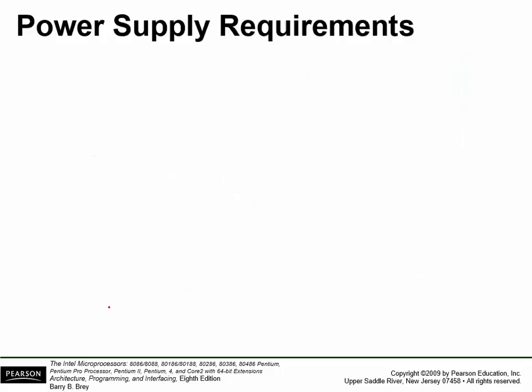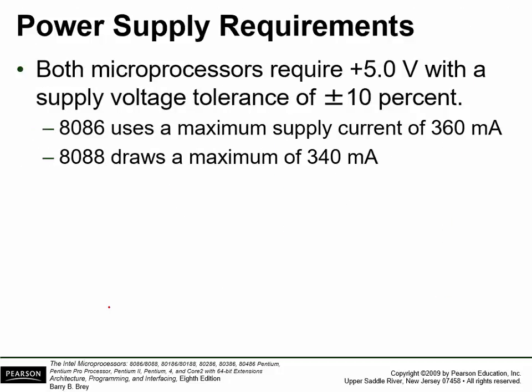Okay, power supply. The 8086 required 5 volts, plus or minus 10%. It draws 360 milliamps. You don't have to memorize that. The 5 volts you need to know. Now, I should point out that modern processors today are typically 3.3 volts.